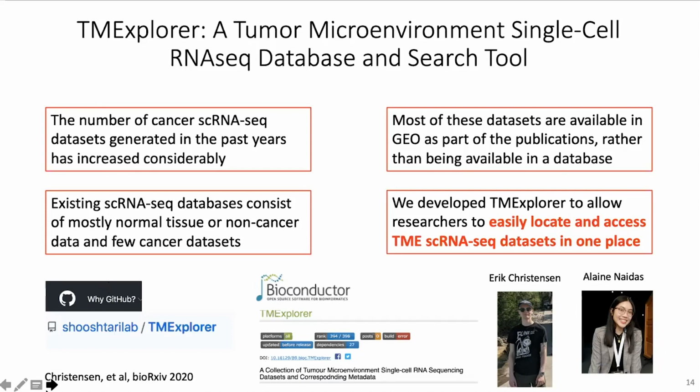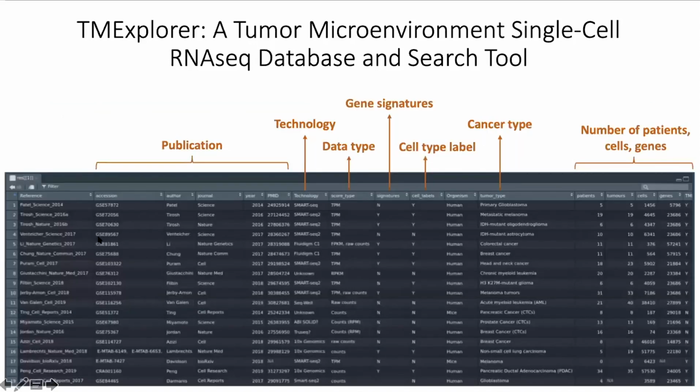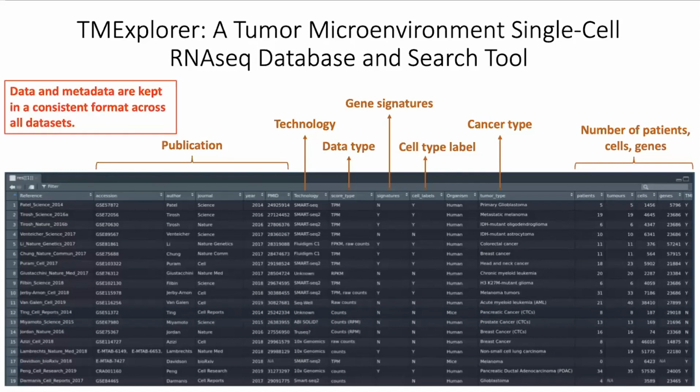GitHub and Bioconductor. Here I'm showing you a table describing the kind of information that we can get as metadata for different datasets. So you basically can get the publication information, the technology that is used to sequence the data, data type, type of the cancer, number of patients, cells, genes, and whether the gene signatures or cell type labels are available for different datasets. All the data and metadata are kept in a consistent format across all datasets.